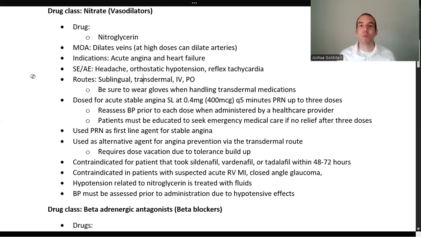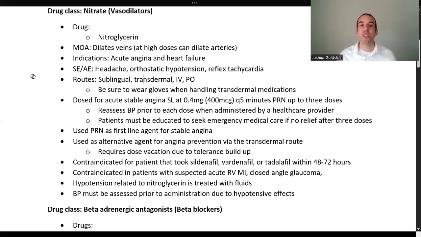Next, when a patient has acute stable angina, which is what we're talking about, the medication is dosed at 0.4 milligrams per tablet, which is 400 micrograms per tablet. Now, I have seen this in nursing school test banks. Very rarely do we test on doses, but this is one of the times where we actually do. So even at the nursing level, you should know this.